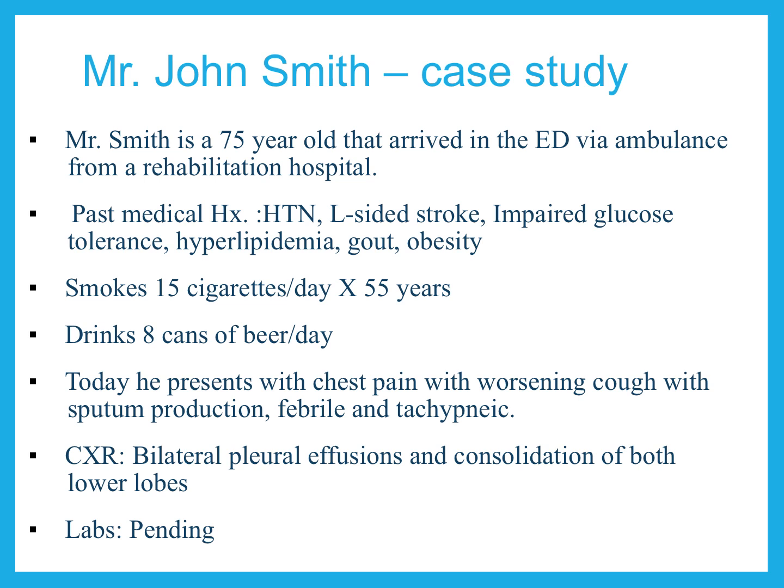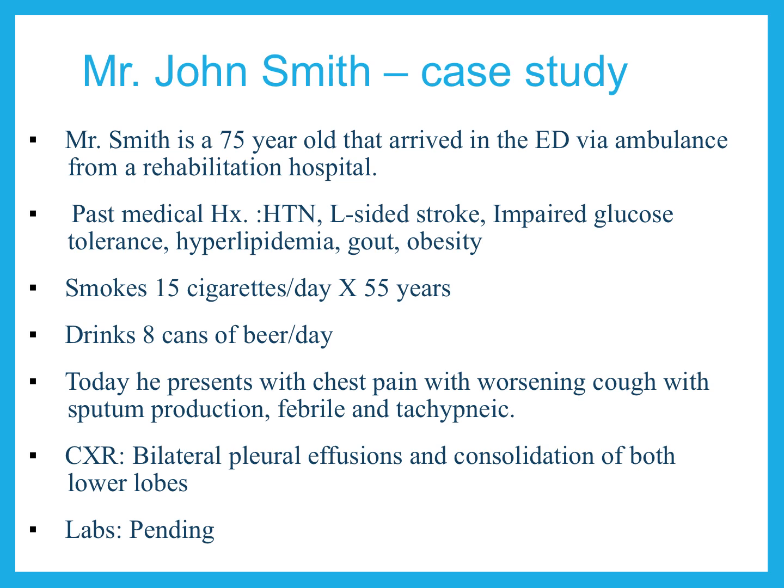For example, we have the Mr. John Smith case study. He's a 75-year-old that arrived in the emergency department via ambulance from a rehab hospital. When we look at his database, he has a past medical history of high blood pressure, a left-sided stroke, impaired glucose tolerance, hyperlipidemia, gout, and obesity. So we see right here already that he's had quite an extensive medical history. We see that he's a smoker. He's quite a heavy smoker, and he has quite a few drinks, more than the recommended daily limit.